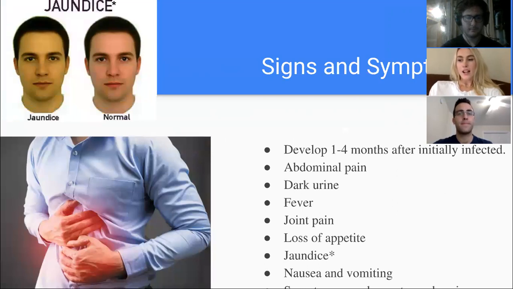There are a lot of signs and symptoms for HBV. Some of these symptoms include abdominal pain, dark urine, fever, joint pain, loss of appetite, nausea, and vomiting. The tricky thing about this virus is that it usually develops 1 to 4 months after infection. To make things easier, if you were to remember one symptom of HBV, you should remember jaundice. Jaundice is something that really distinguishes this virus from others.